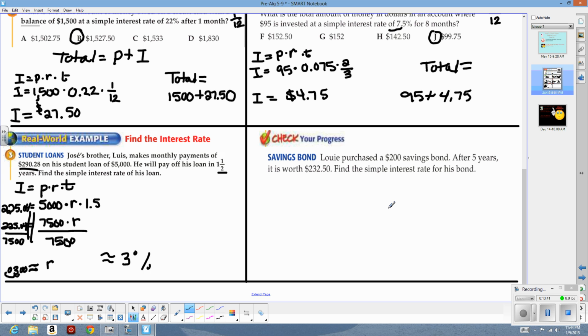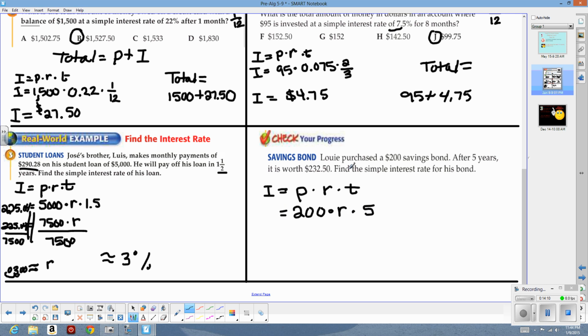Louis purchased a $200 savings bond. After 5 years, it's worth $232.50. Find the simple interest rate for his bond. Well, here's the formula. The bond was $200, so that's your principal. The rate we don't know, so we're going to leave that as R. And the time is 5 years.